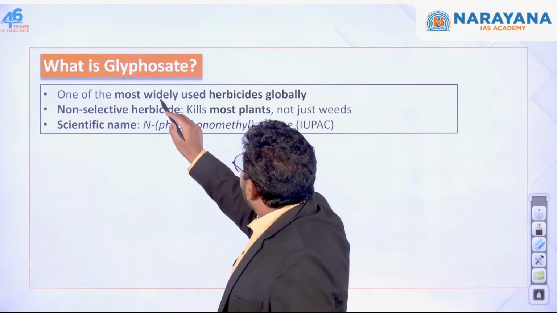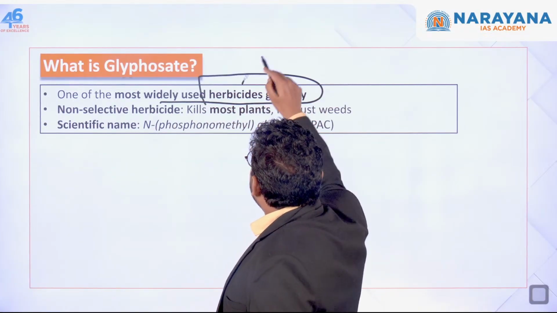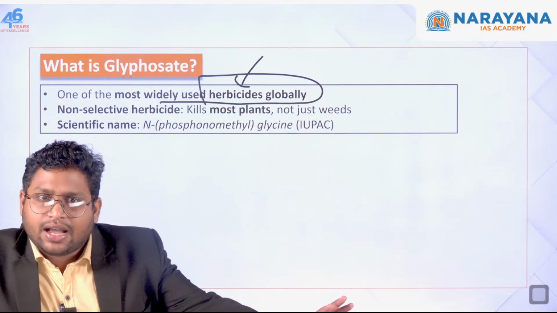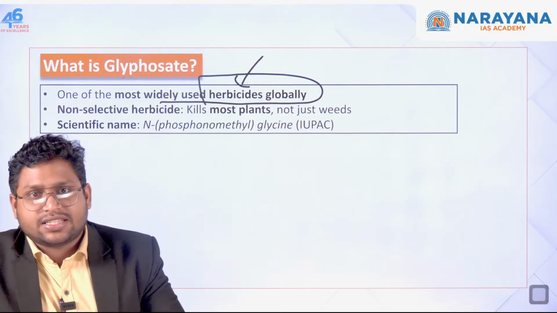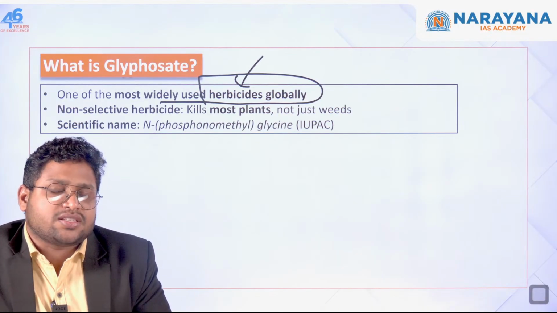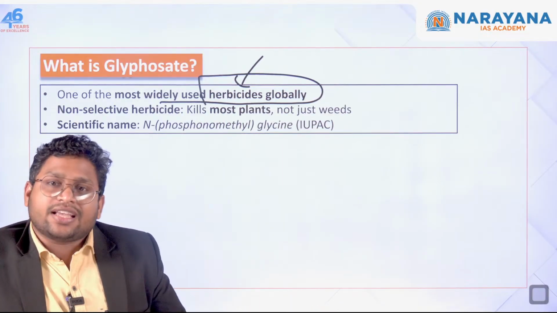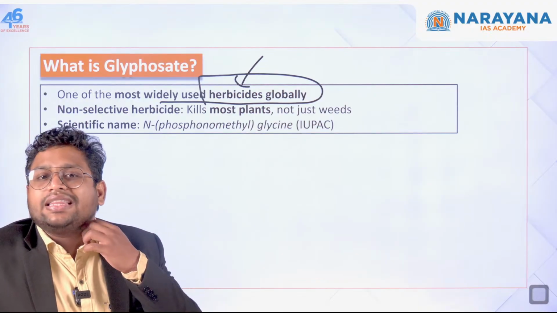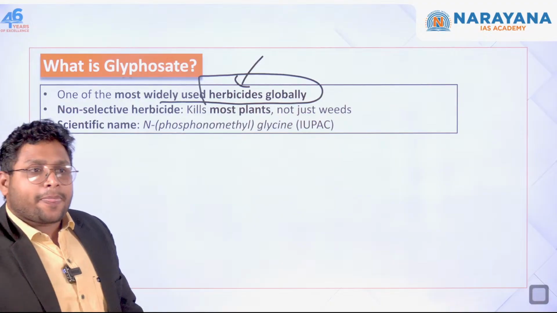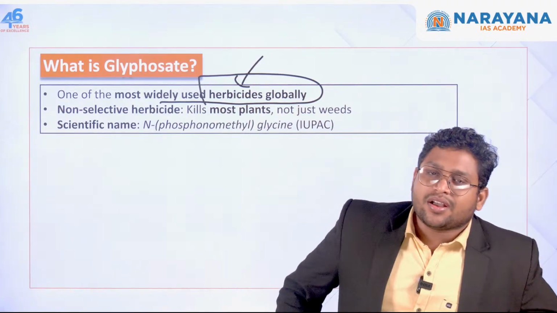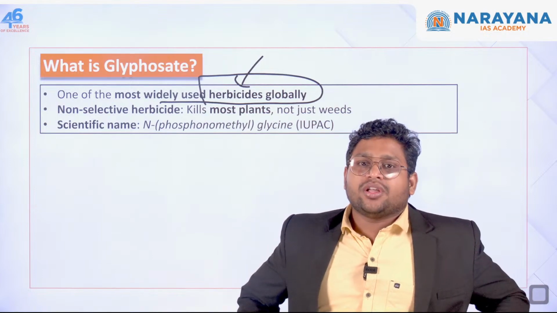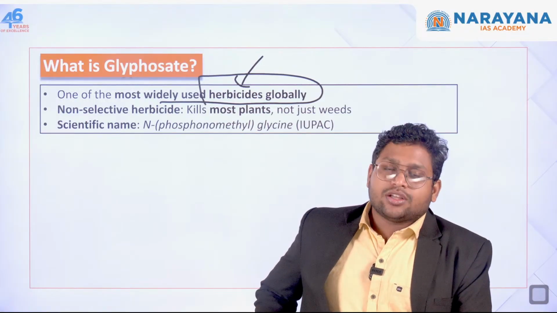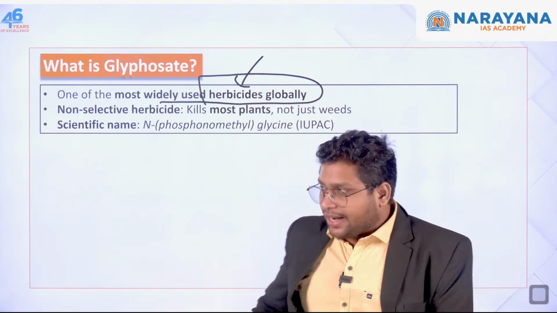It's the most widely used herbicide in the world. See, herbicides we use in agriculture. What happens is, let's say we have finished harvesting something. Let's say we started with rice. So we cultivated rice, we harvested rice. Now, if you want to go for any other crop, you don't want some weeds which are present in the agricultural land. You want to remove all those weeds. So you use some herbicides, right?